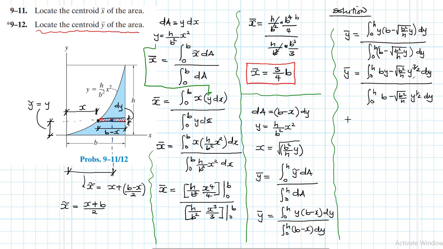So if we were to do the integration, we get b times y squared divided by 2 minus 2 root b squared over h, and then we have y to the 5 over 2 divided by 5, from 0 to h, then divided by b times y minus 2 root of b squared over h, then y to the power 3 over 2, this one divided by 3.